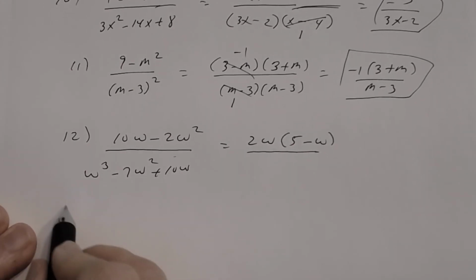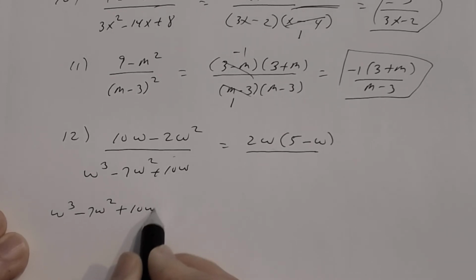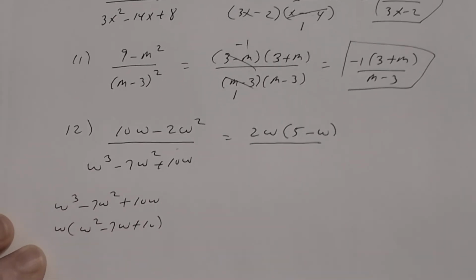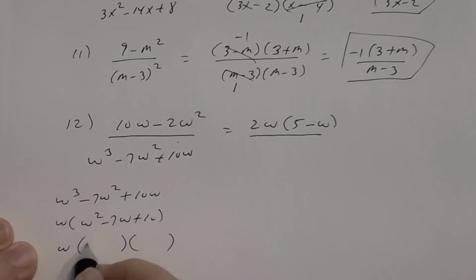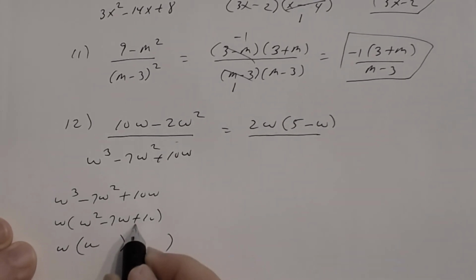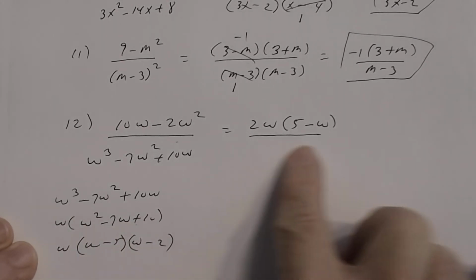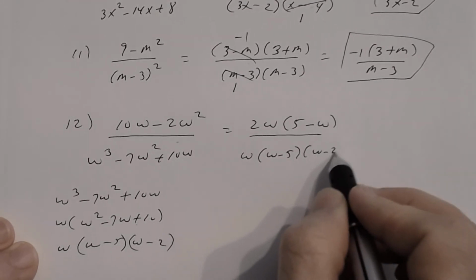and let me go ahead and do that here. So I'm just going to rewrite the denominator. So now I'm going to factor out a w, so I get w times w squared minus 7w plus 10, right? And then let's see if I can factor this trinomial. So it's w times w; the last sign's positive, these signs are the same, both negative, and it looks like 5 and 2. All right, so those three factors are going to go here. So that's w times w minus 5 times w minus 2.